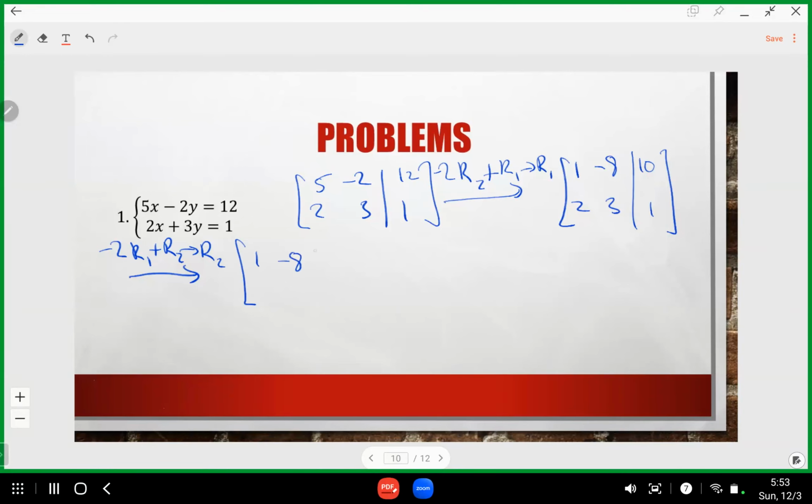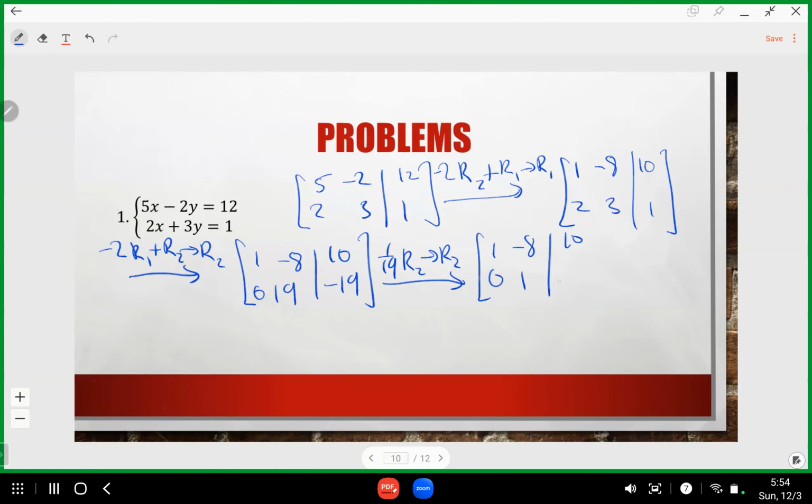So we're going to have the same row 1, but instead of 2, 3, 1 or anything, we're going to have 0 here, and then we're going to have, I think, 19 here, and this is -19. So as you can see, it works out quite perfectly. All we need to do is we have to take the 1/19th of row 2, and we're going to have 1, -8, 10, 0, 1, and -1. So as you can see, y is equal to -1.